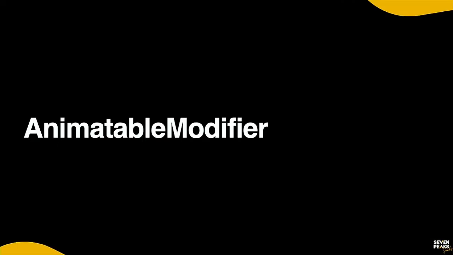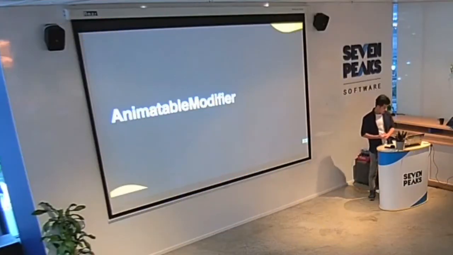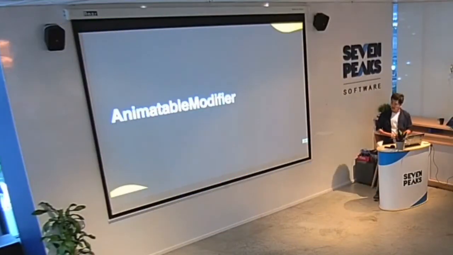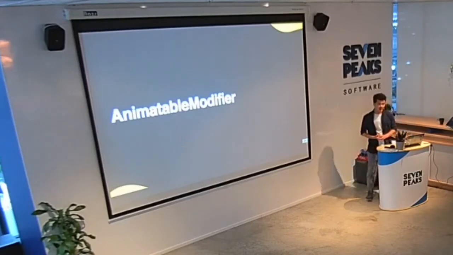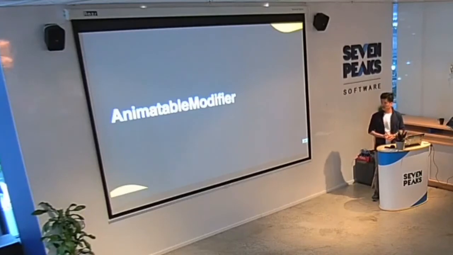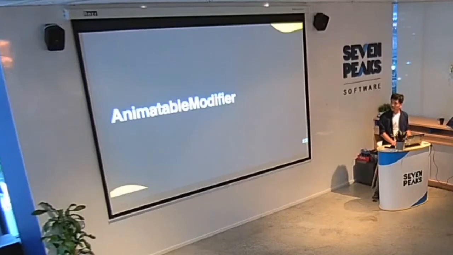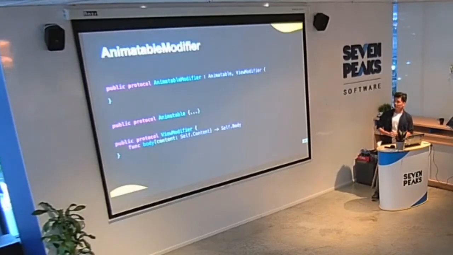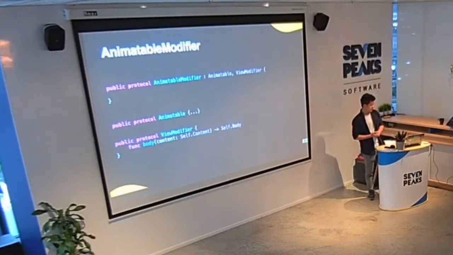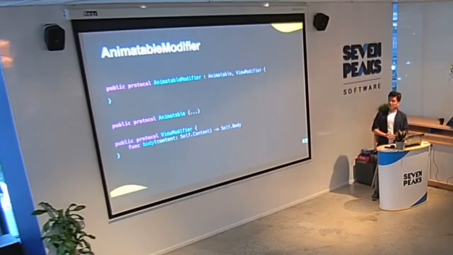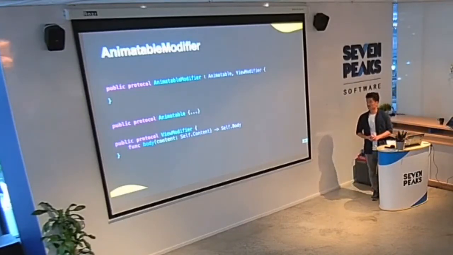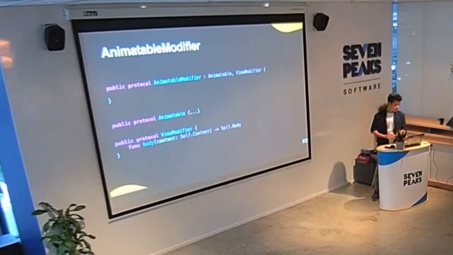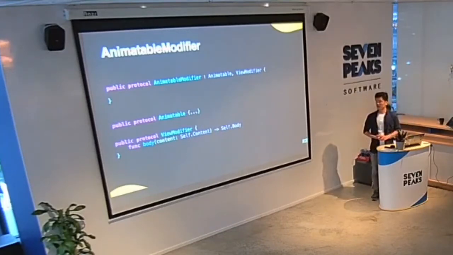So as the last step, I will introduce you to another protocol. I believe it's the most flexible way to implement custom animation in SwiftUI. It's called AnimatableModifier. So what is the protocol? The protocol is a combination of Animatable and ViewModifier. The protocol Animatable you already know from the very first part of this presentation. The second thing is ViewModifier.